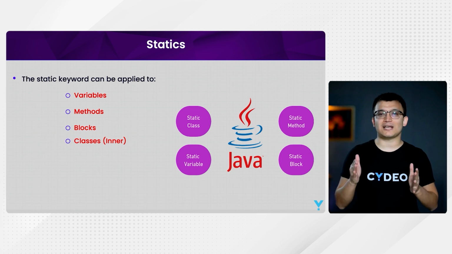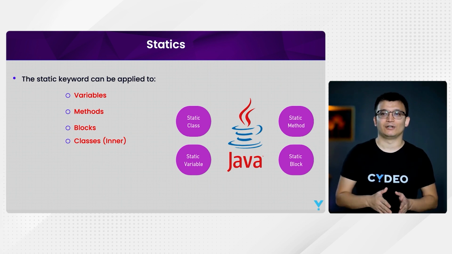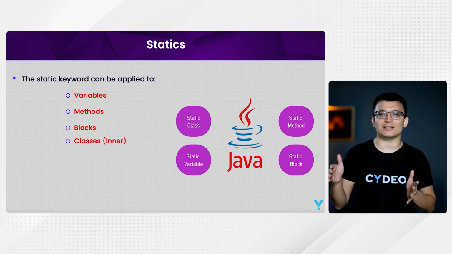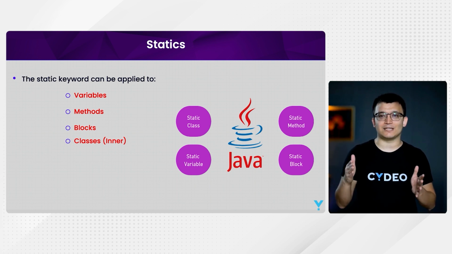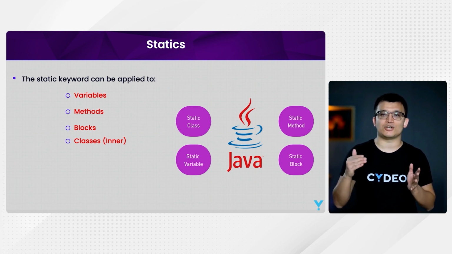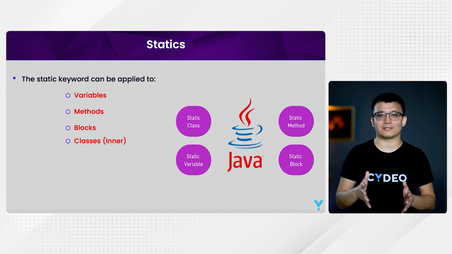And when you apply the static keyword to any of those, it means that the particular member belongs to the class itself rather than to its object. Unlike instance variables, instance methods, anything that is instance, they belong to the object. But if anything is static, it means the particular member belongs to the class itself. And since it belongs to the class itself, there can only be one copy of the static, shared by all the objects of the class.